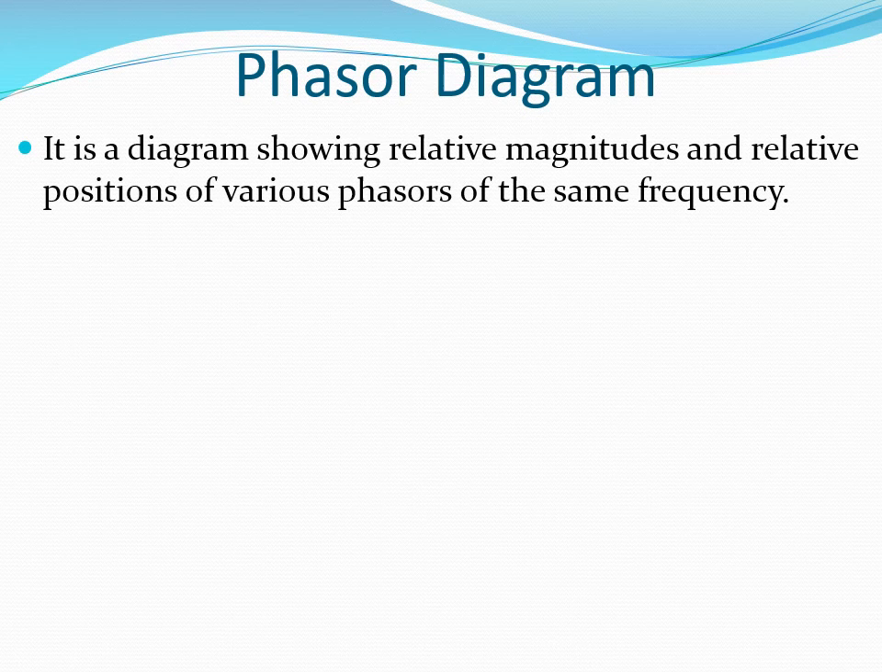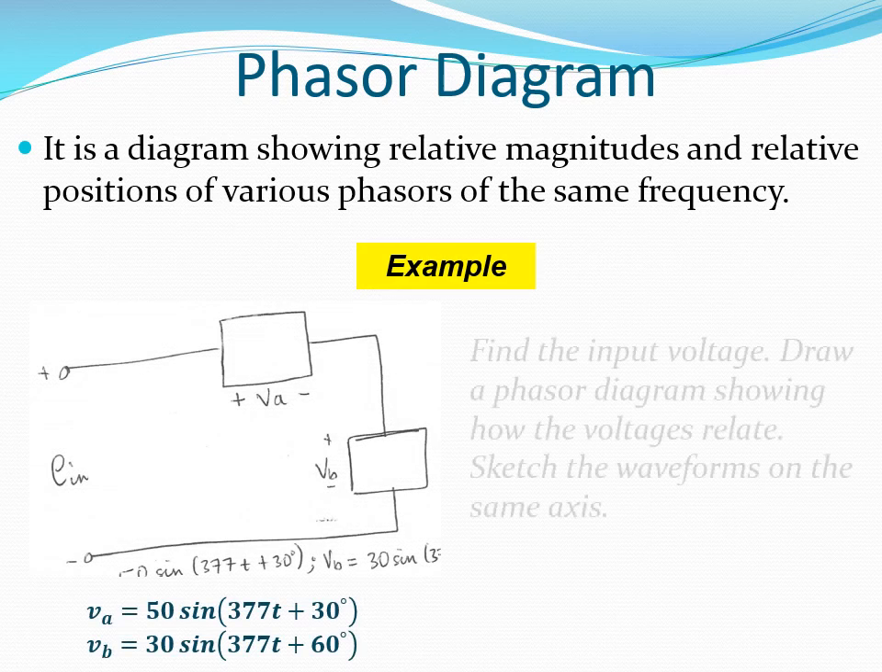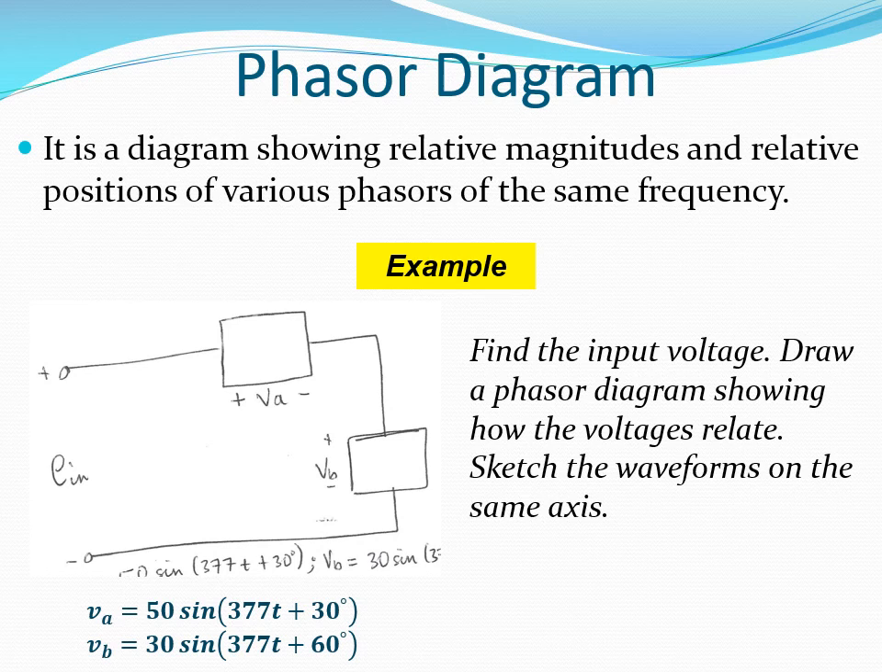A phasor diagram is a diagram that shows the relative magnitudes and relative positions of various phasors of the same frequency. Let's illustrate using some examples. In the first example, we have a series circuit made up of 2 components. We are given the respective voltages across the components as sinusoidal expressions. We want to find the input voltage, draw a phasor diagram showing the relationships between the voltages, and then sketch the waveforms on the same axis.